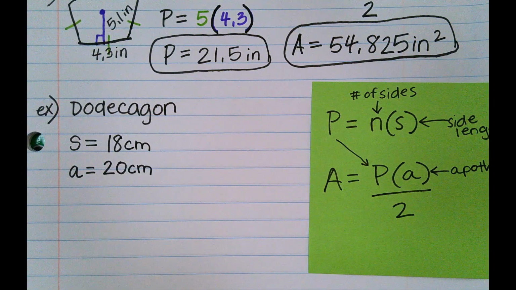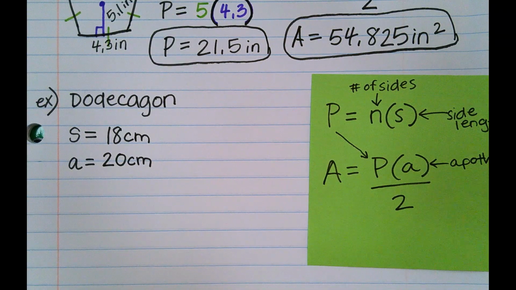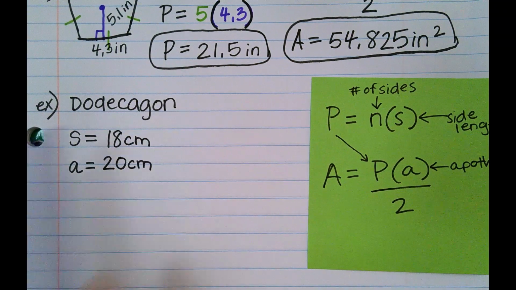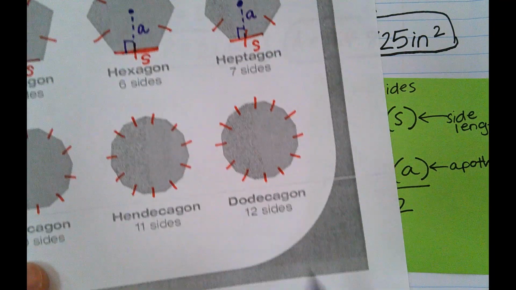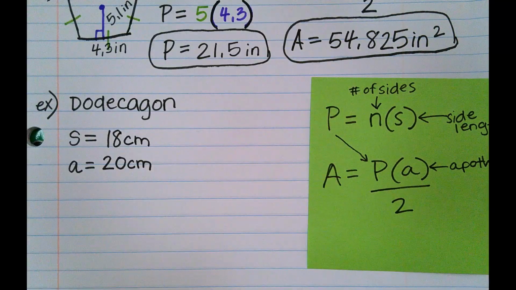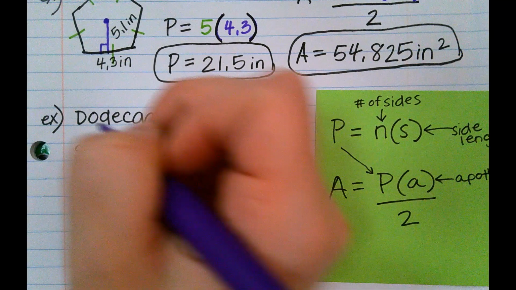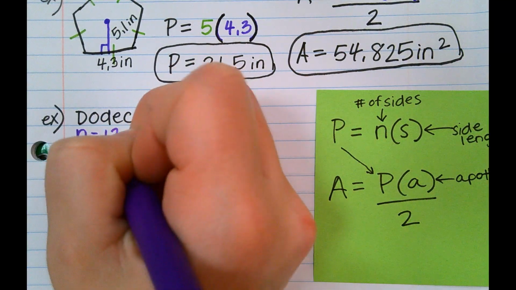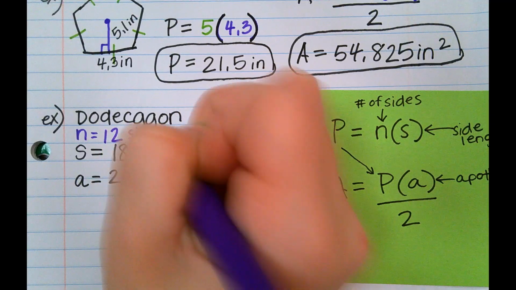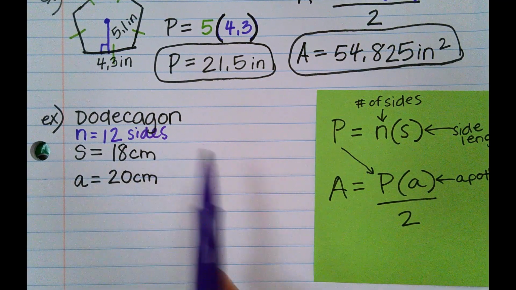Any idea how we could start this one? 18 times 12. Oh, how do you know that? Yeah, 12 sides. The dodecagon has 12 sides. You know that by looking at the name. So I know that the number of sides, n, is 12. And the side length is 18. I gave that to you, so you're exactly right.